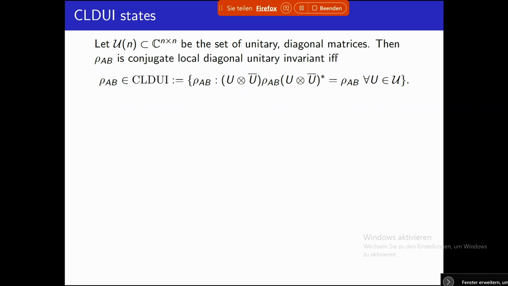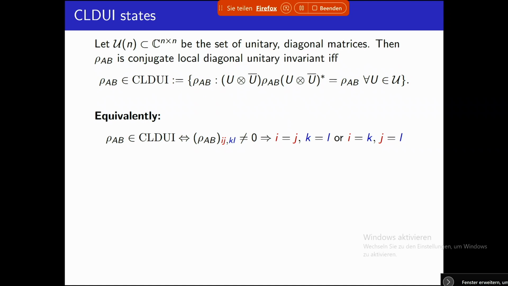It's local in the sense that we are hitting rho with something separable, and diagonal is clear, unitary is clear, and yeah, invariant because this is an invariance property we are asking for. Okay, so this is the set of quantum states we are interested in, and there are several characterizations of this set. And one in particular is through the sparsity pattern.